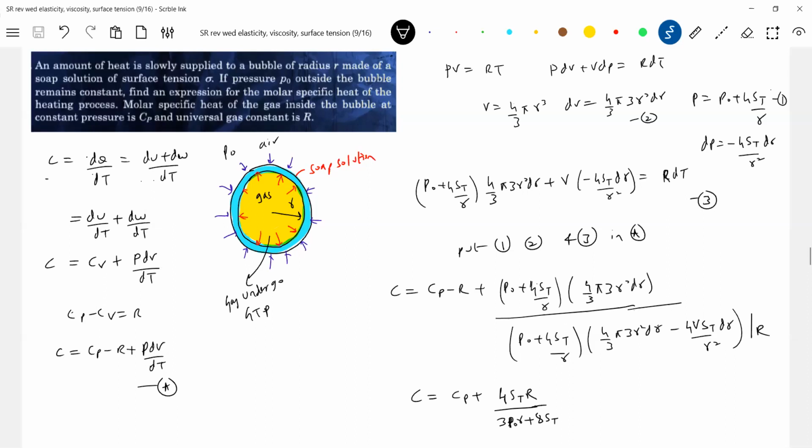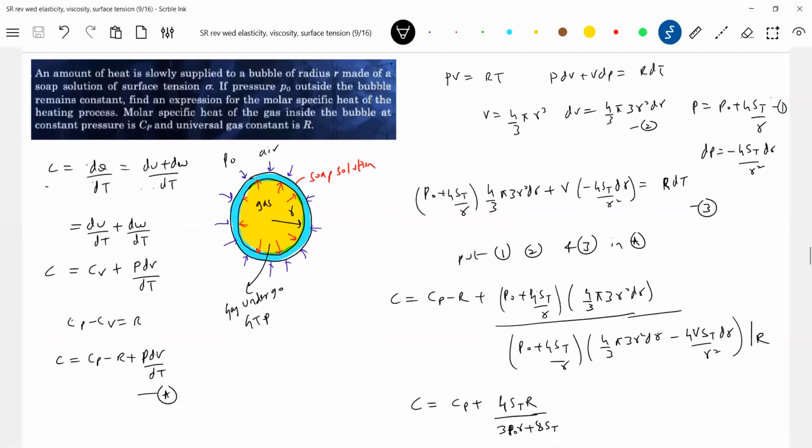In the denominator, P naught plus 4ST by r, it should not be multiplied only to the first term, sir. You multiply it with both terms. Denominator, sir, in the expression. Okay, this is okay now. I think that bracket I forgot. Yes, sir. Let me see.